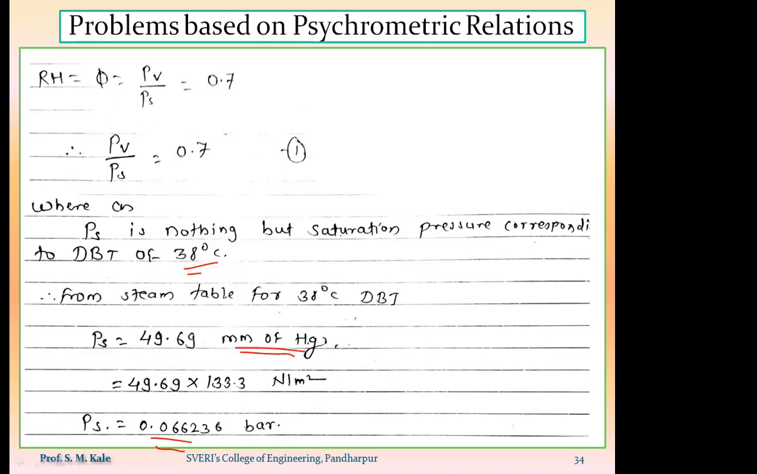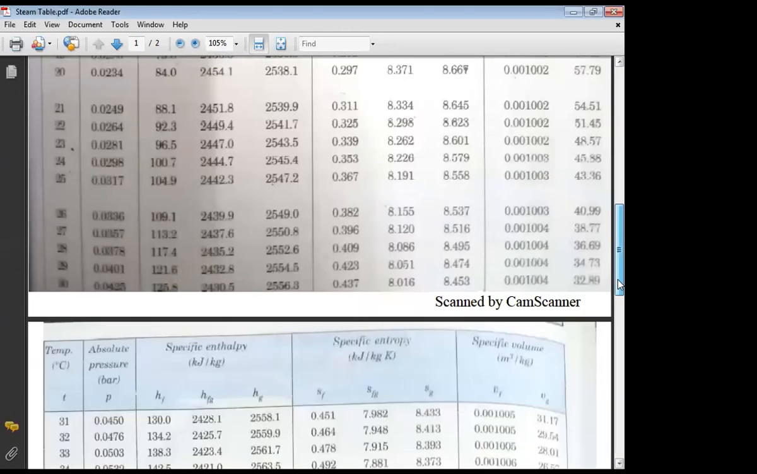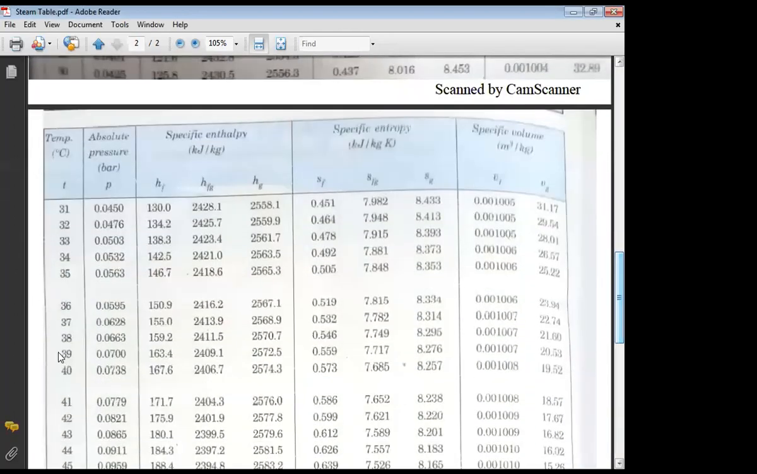दिलेली असते. आता ह्या ठिकाणी आपल्याकडे असणाऱ्या स्टीम टेबल मध्ये जी काही व्हॅल्यू दिलेली आहे ती कशामध्ये दिलेली आहे? बार मध्ये दिलेली. त्यामुळे डायरेक्टली ती व्हॅल्यू घ्यायची, 38 डिग्री सेंटीग्रेडच्या करस्पॉन्डिंगची व्हॅल्यू. 38 डिग्री आणि त्या करस्पॉन्डिंगची प्रेशरची व्हॅल्यू किती येते? 0.0666 सॉरी 0.0663.